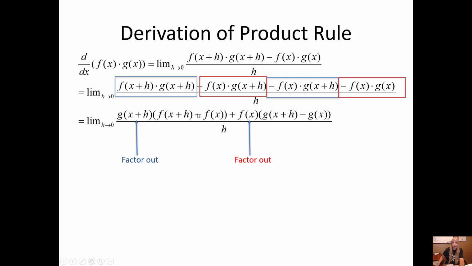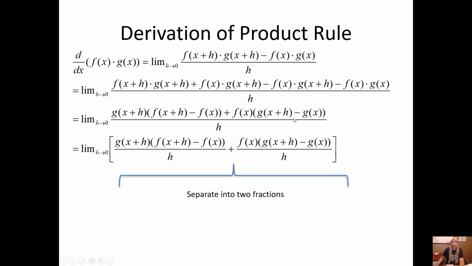All right, and so that now looks very familiar. I do the same thing in the red boxes, but I factor out an f of x, which actually gives me the limit definition now for the g of x. So I separate it, got to keep them separated.